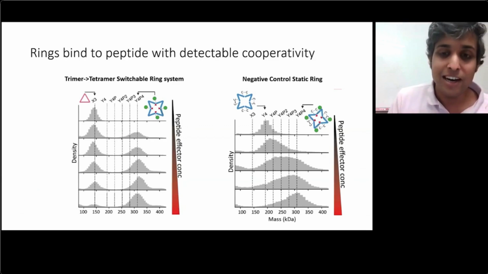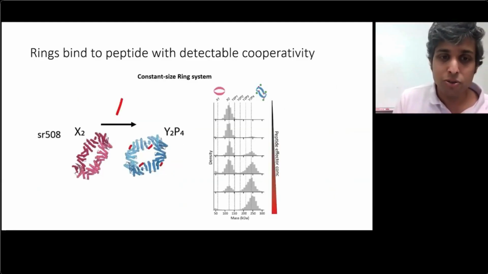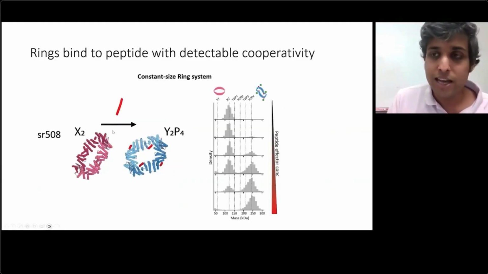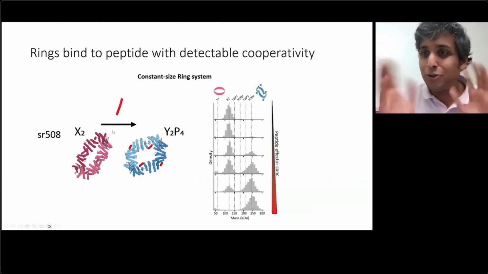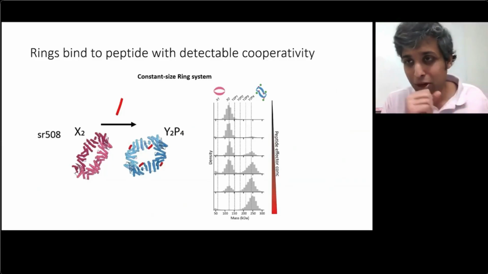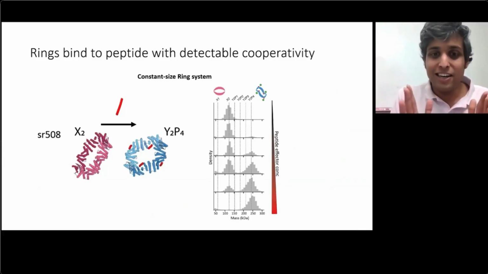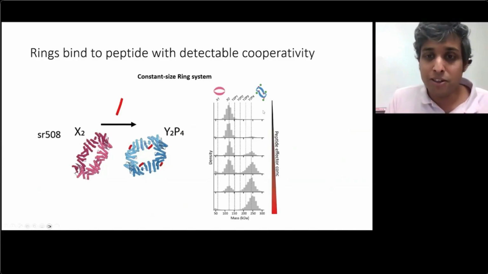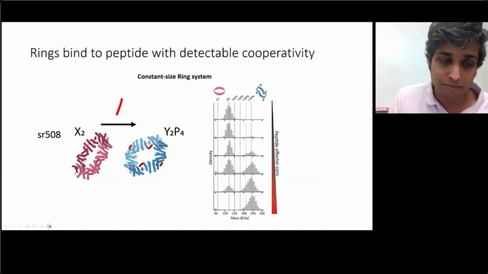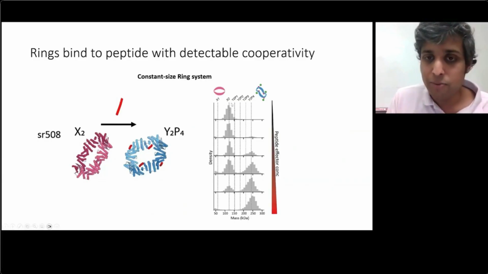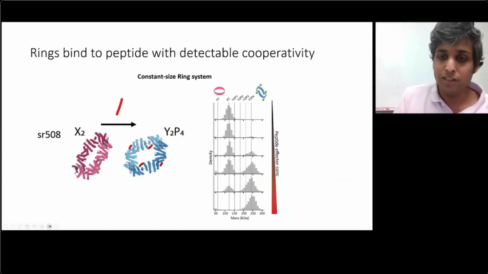So we can efficiently design cooperativity into these systems. And this is also true of the ring that I showed earlier that retains its size, the closest analog to the hemoglobin molecule I was showing earlier, where it goes from nothing bound to the peptide in this dimeric ring, to everything being bound with marginal occupancy of the intermediate states as we raise the peptide concentration.